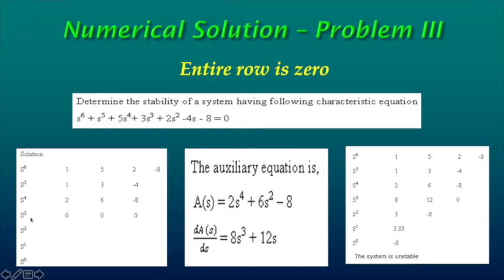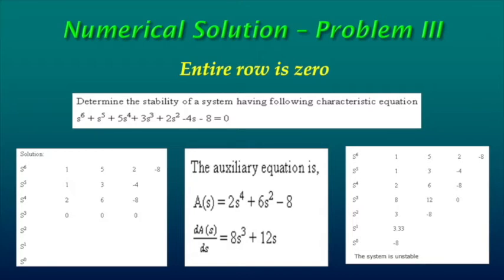Similarly, create this fourth row. Then 2 into 3 minus 1 into 6 divided by 2, this is 0. 2 into minus 4 minus 1 into minus 8 by 2, so this is 0. There is no value, so this is also 0. So the entire row is 0. The application of Routh criteria fails. The difficulty is faced using the elements of this last but one vanished row.